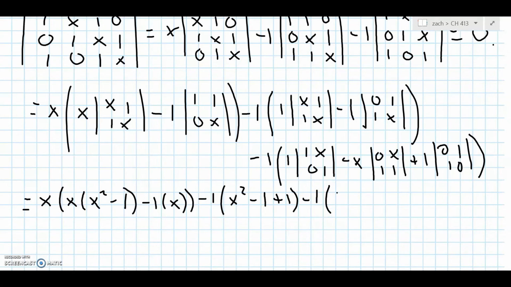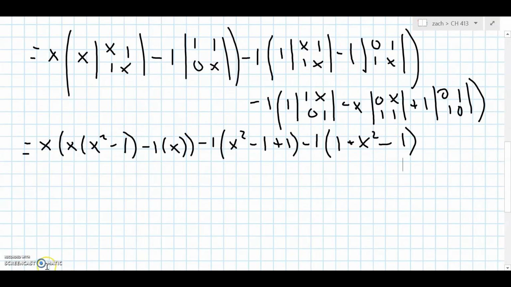1 times 1. So we have 1. Minus x. And that's going to be times a minus x. So we get plus x squared. And then finally for the last one, it's going to be 0 minus 1. So we have a minus 1. So maybe give yourself a second to catch up again or think about this.